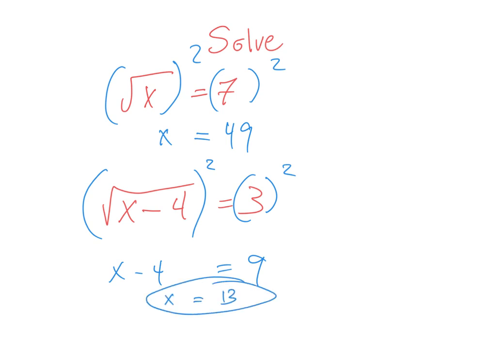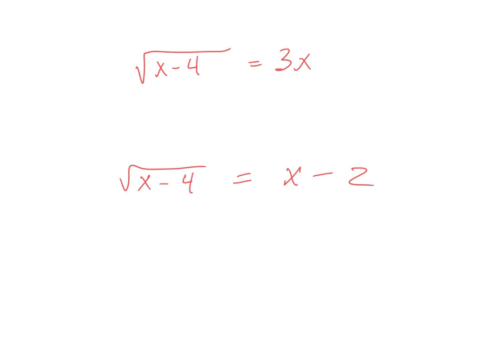When in doubt, when you wonder if you got the right answer, put it back in here. 13 minus 4 is 9. What's the square root of 9? 3. Ta-da! It works. But then, of course, it gets more complicated because it always does.